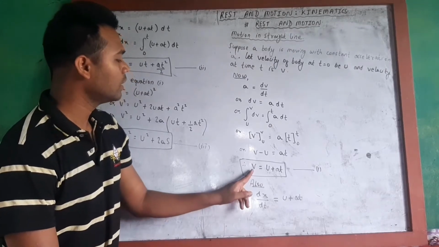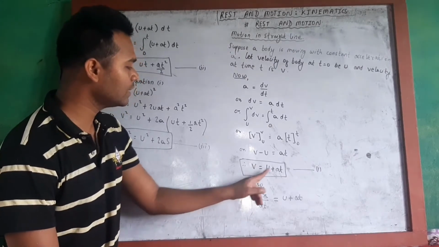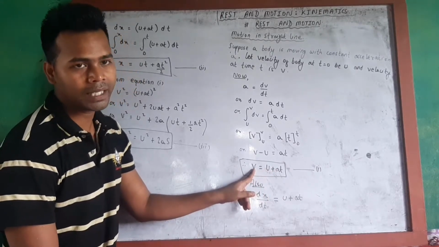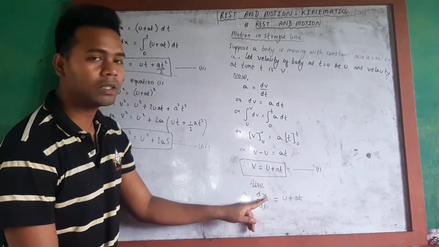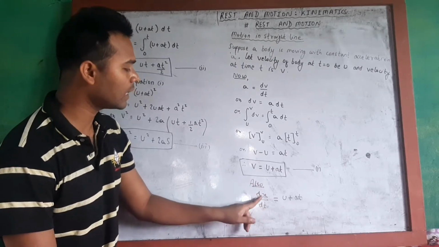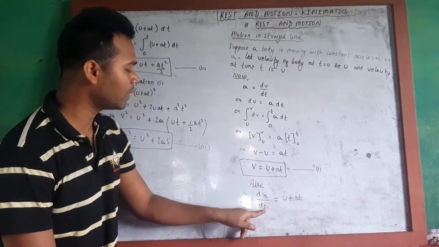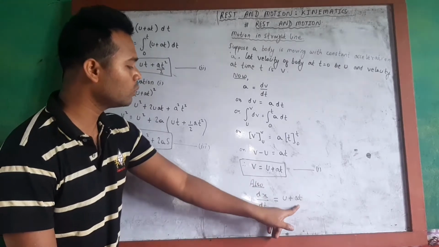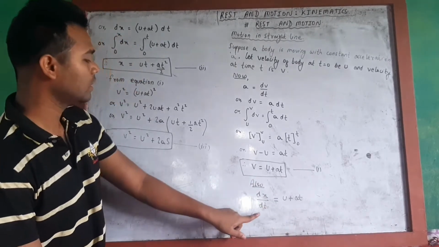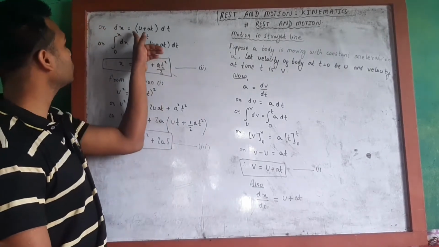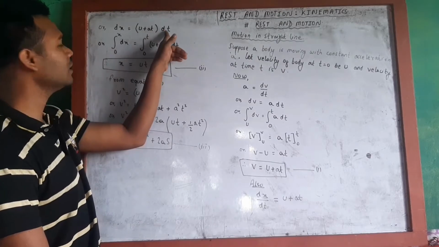Also, the velocity v at any time can be given as the first derivative of displacement with respect to time. That's why we can write velocity equals dx by dt equals u plus at. Again, taking this dt to the right side, we get dx equals (u plus at) dt.